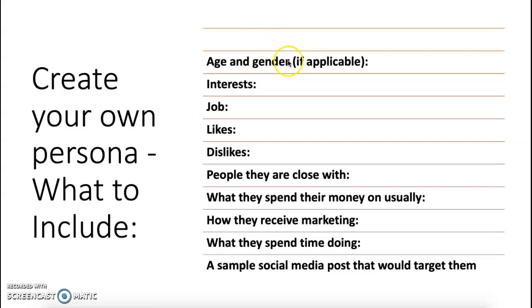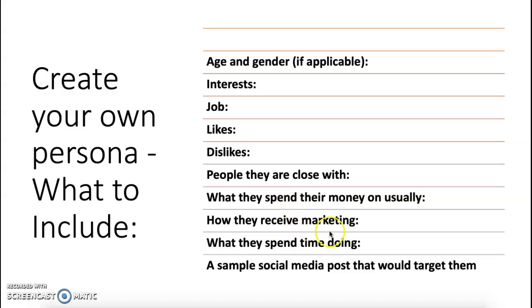I want you to think about their age and gender, if that's applicable, their interests, their job, what they like and dislike, who they are close with, what they spend money on, how they receive marketing. So would it be through social media, through billboards, through print in a magazine, all these sorts of things. How do you think that they would most likely receive that information about your product? What do they spend time doing?